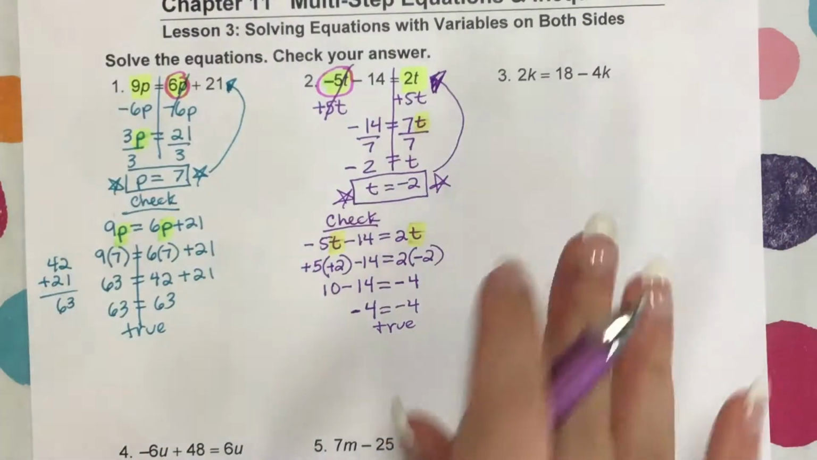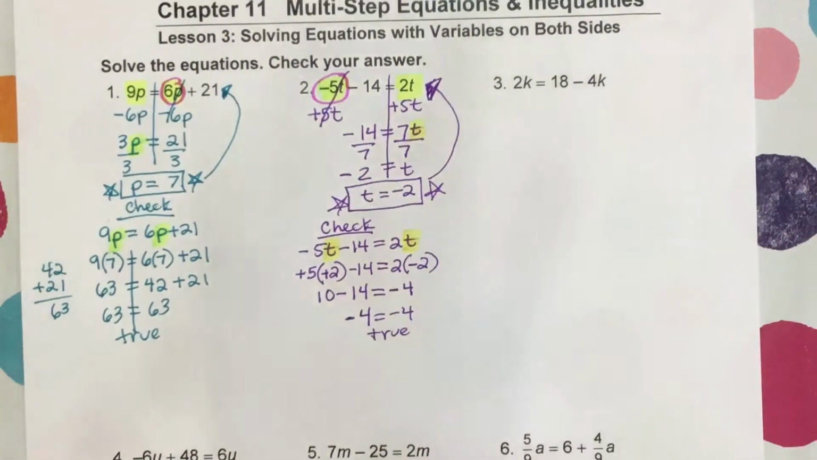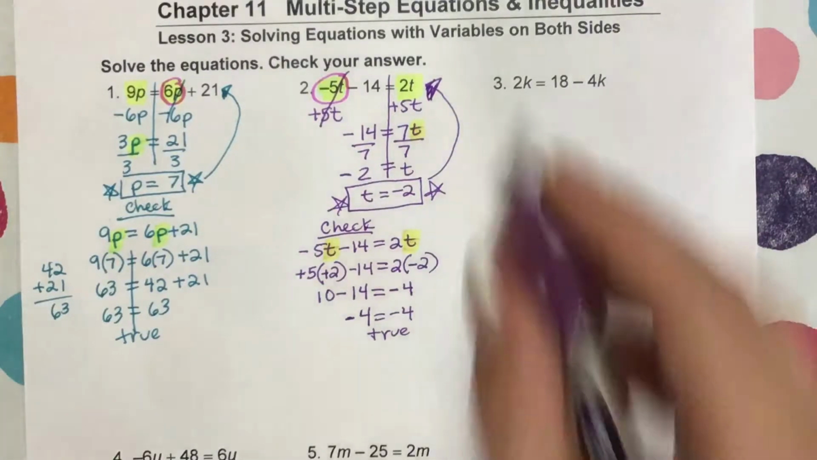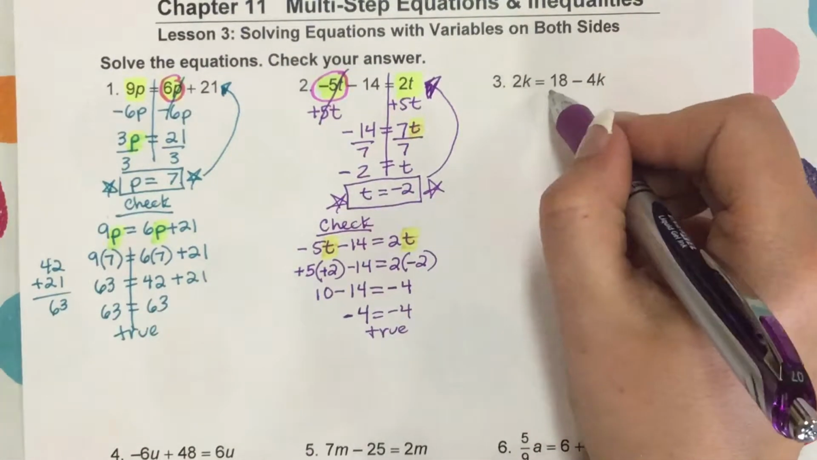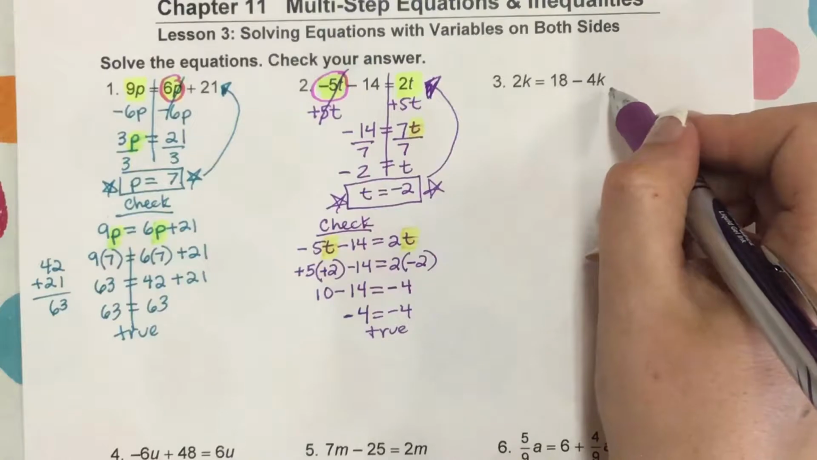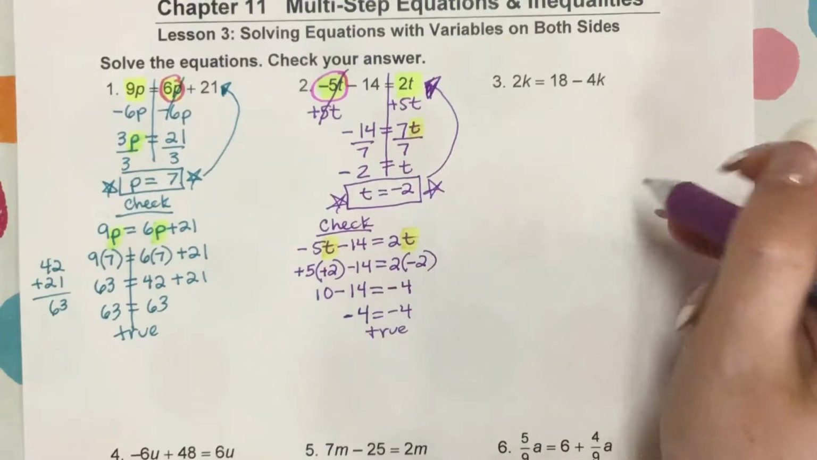Okay, we're going to do one more problem together just because I really want to go over these checks when there's variables on both sides. And then I'm going to have you do these problems down here. So let's look here. We have 2k equals 18 minus 4k. And remember, whatever I'm writing, you need to be writing.